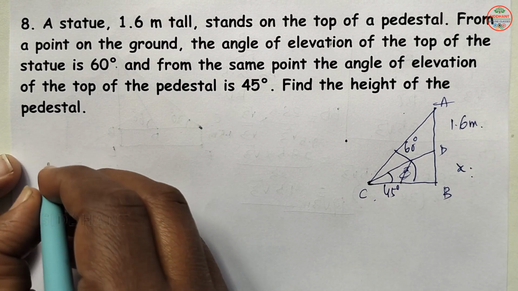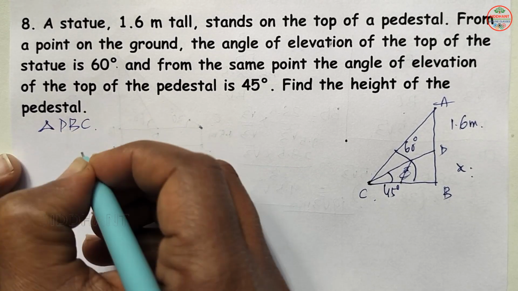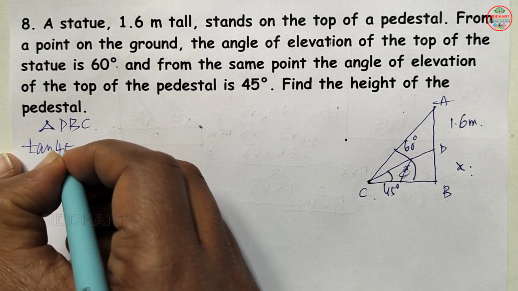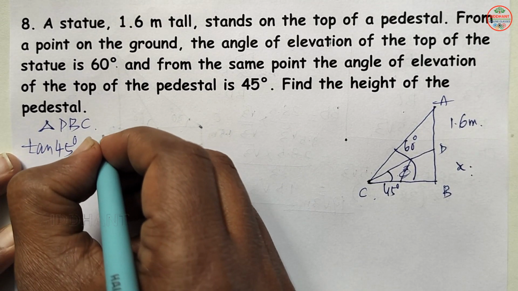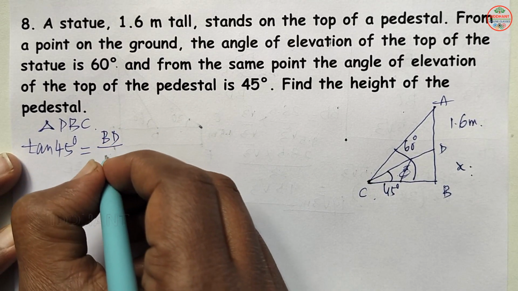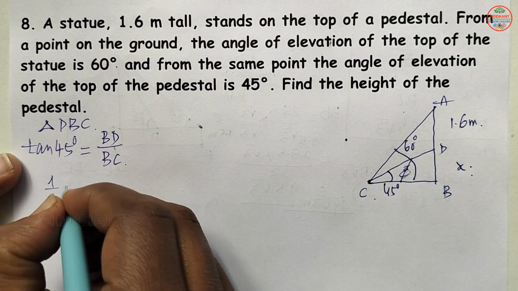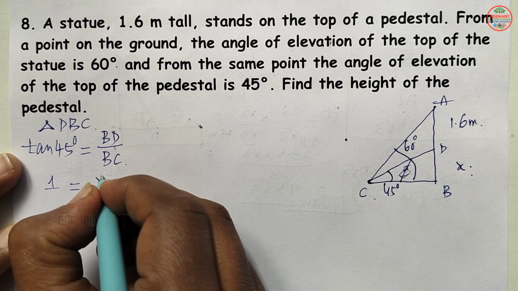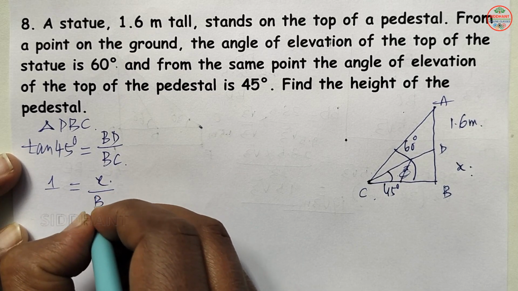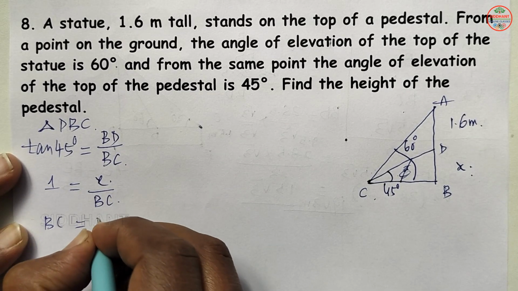So in triangle DBC, the angle is 45 degrees, so we take tan 45, which will be BD by BC. Tan 45 we know is 1, and BD is x, and BC we are going to find out. So BC equals x here.